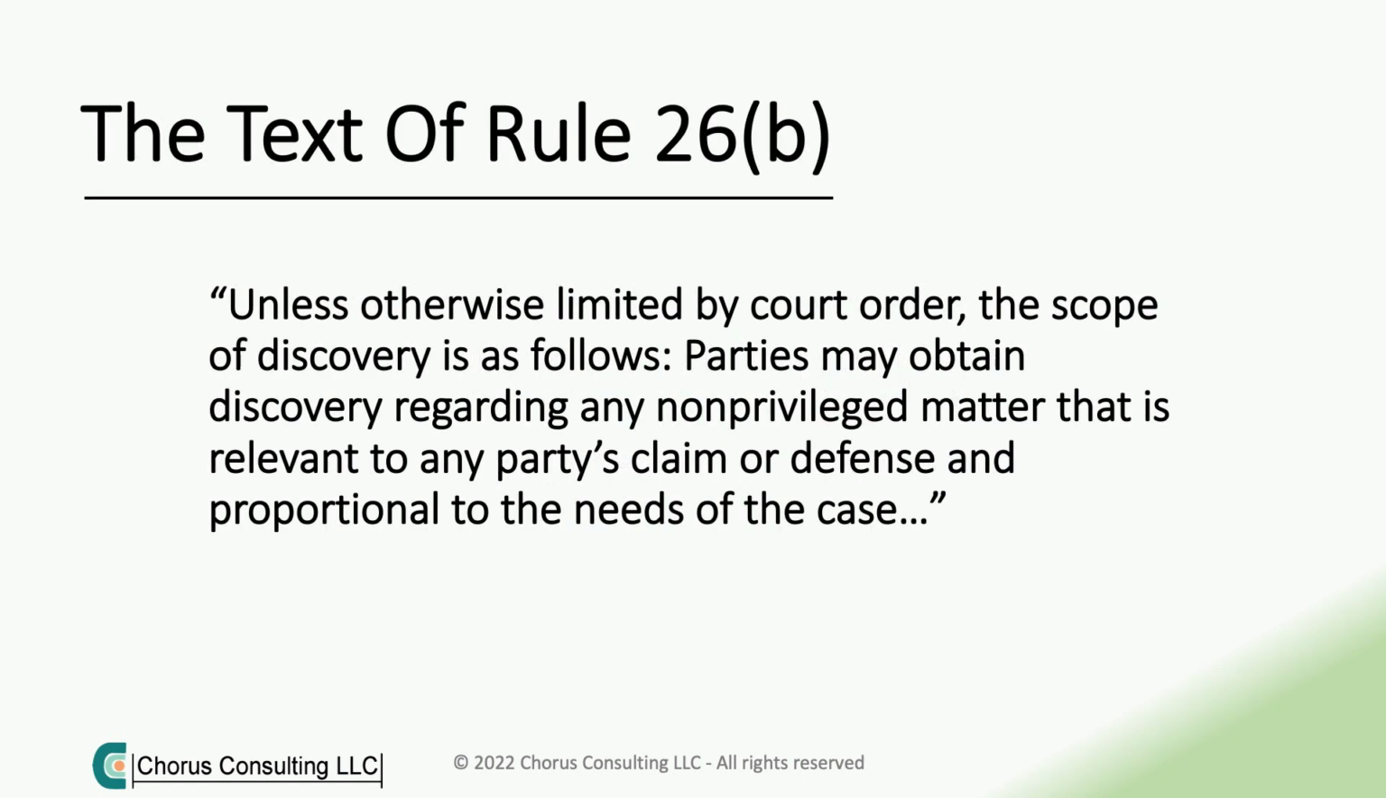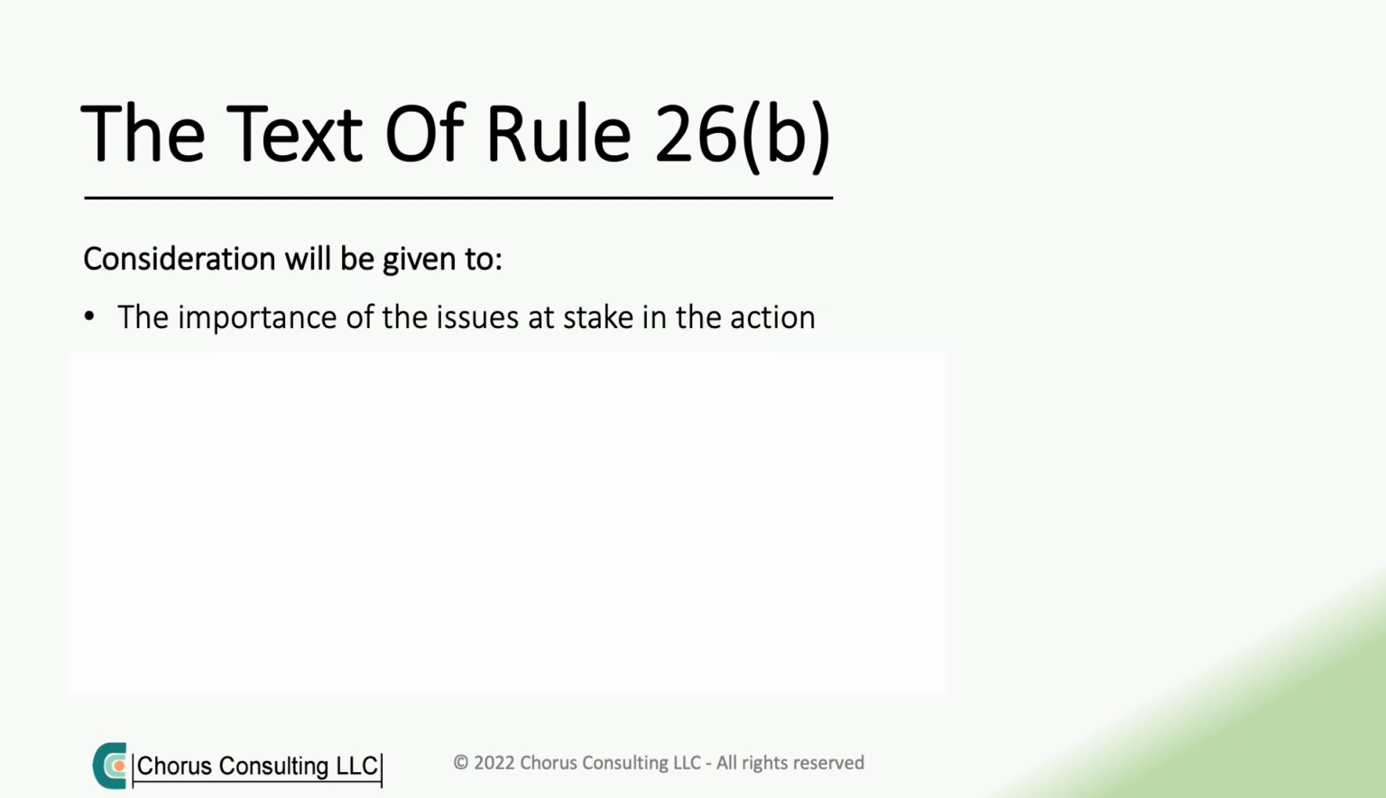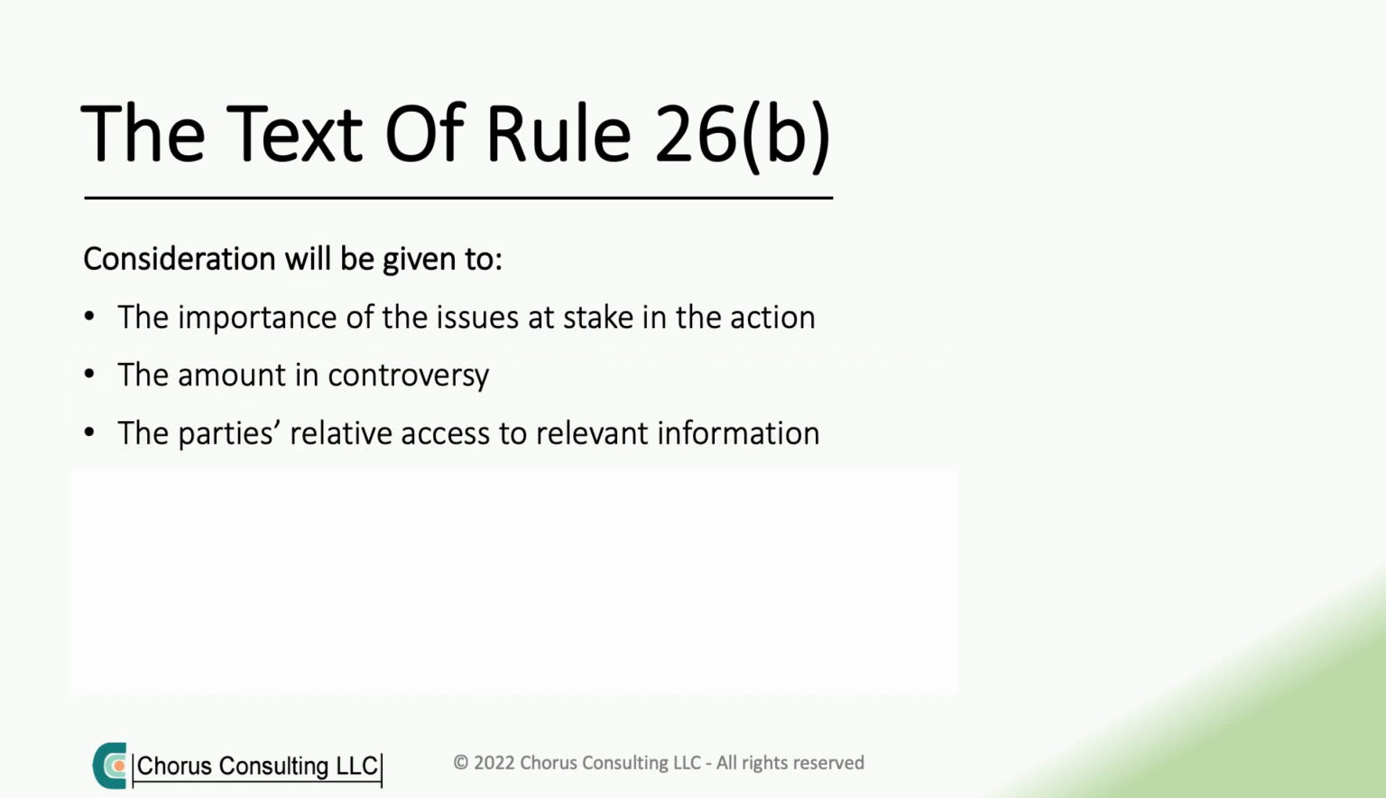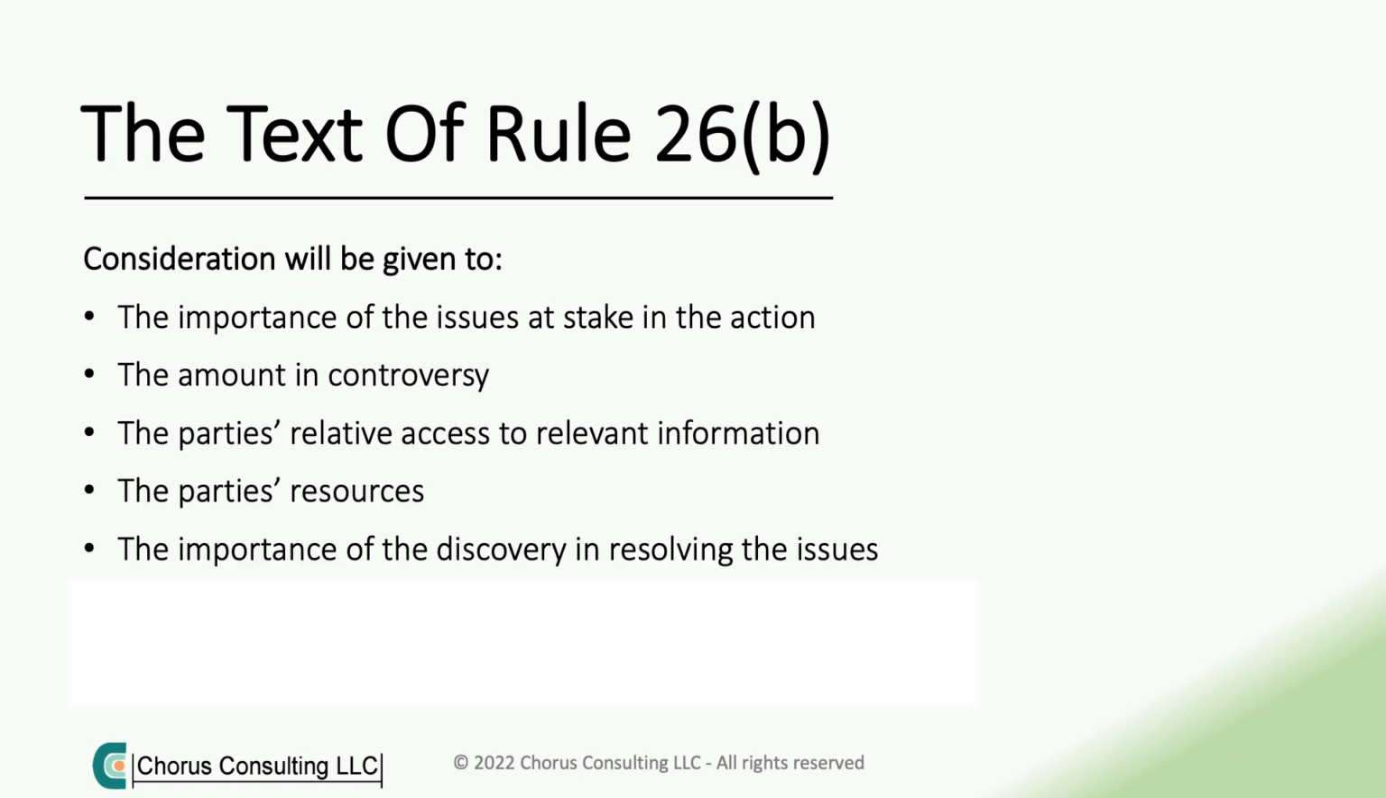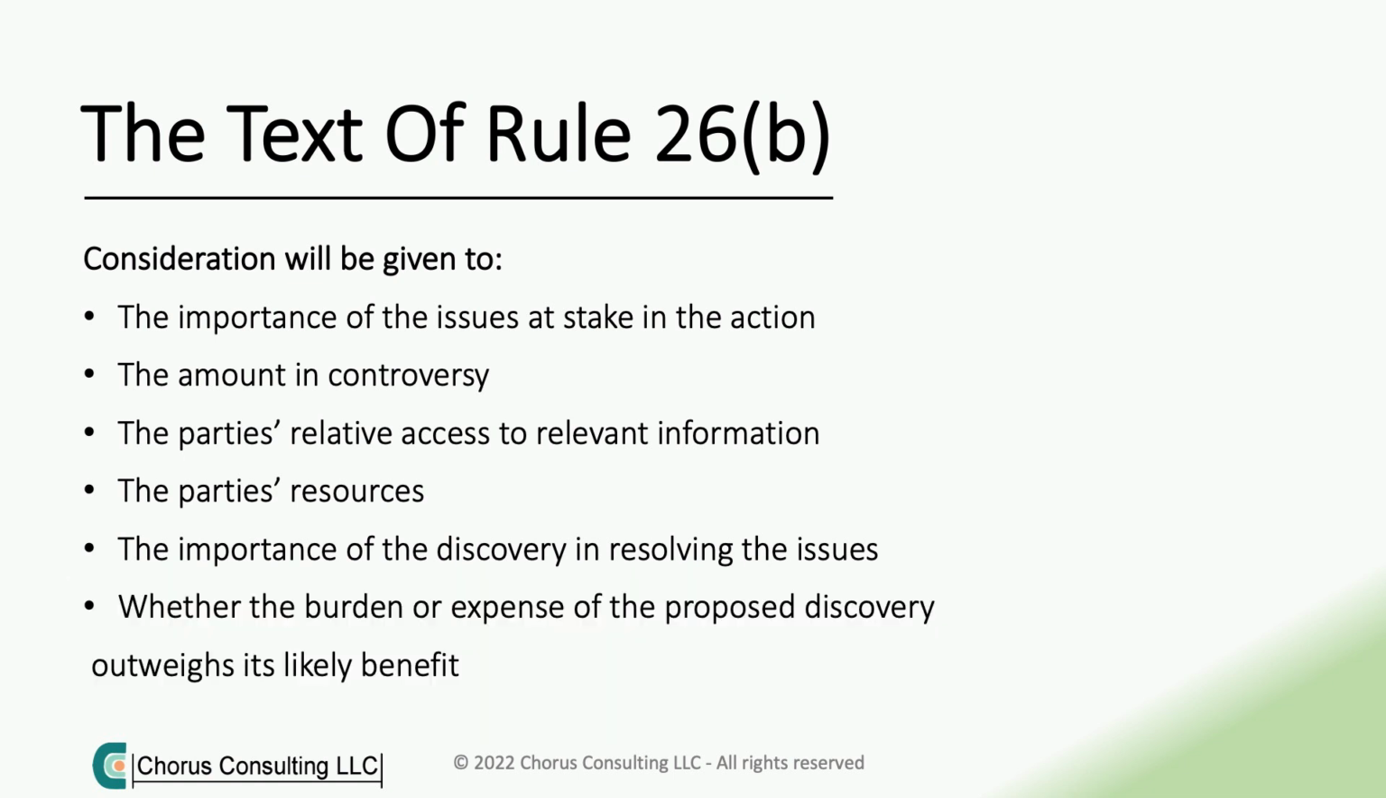Unless otherwise limited by court order, the scope of discovery is as follows. Parties may obtain discovery regarding any non-privileged matter that is relevant to any party's claim or defense and proportional to the needs of the case. However, consideration will be given to the importance of the issues at stake in the action, the amount in controversy, the party's relative access to relevant information, the party's resources, the importance of the discovery in resolving the issues, and whether the burden or expense of the proposed discovery outweighs its likely benefit.